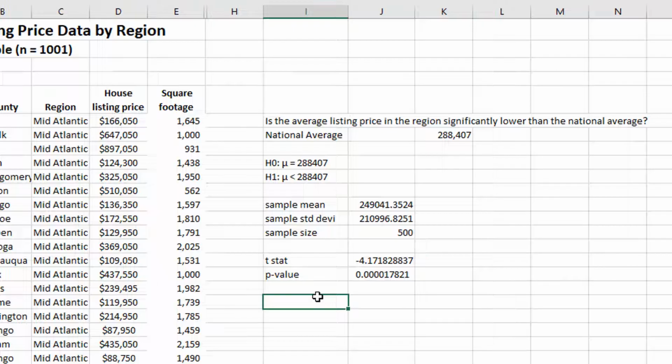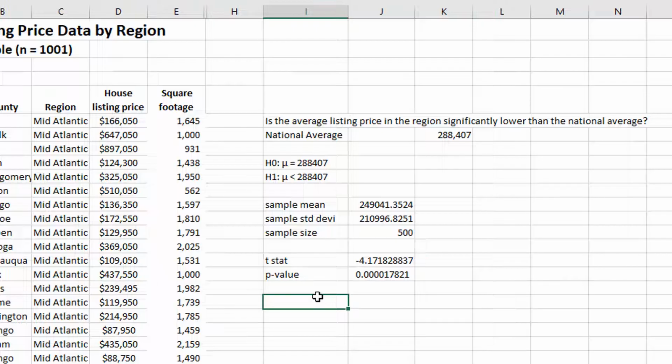What does that mean? That tells us that we have very strong evidence in favor of the alternative. The null hypothesis is very implausible. We reject the null hypothesis because there is extremely strong evidence that the mean listing price really is less than the national average. And that's what you want to write. And that's how you're going to go about doing your first t-test.